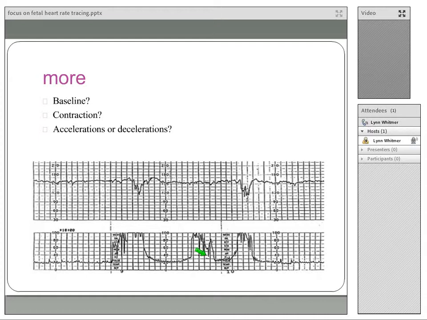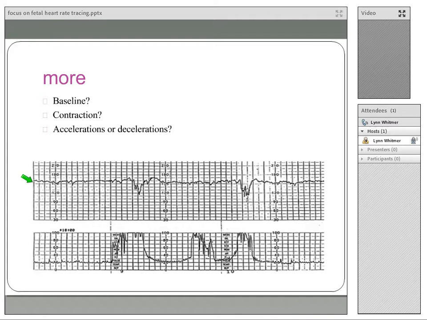Again, what is our baseline? Baseline is about 150, right? If we draw a straight line across here, we get about 150. What's the second piece? If you said variability, you are correct. And what kind of variability do we have? Here it's about minimal, minimal, moderate in here. Nothing real exciting. So baby's probably been laboring for a while. He's getting tired.